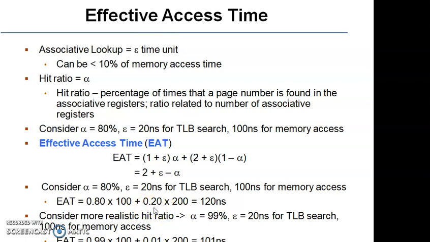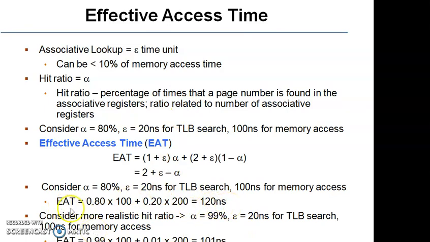0.20, which is called the miss ratio. Here we have the hit ratio, and whenever there is a miss, we call it the miss ratio. The miss ratio is obtained by 100 minus 80, that is 20%, which is equal to 0.20. So 0.20 into 200 here. Whenever there is a TLB miss, first we have to search the TLB, then we have to search the page table in the main memory, then we have to access the main memory also. Therefore, we require 2 times the memory access time, so 0.20 into 200, which gives the total equal to 120 nanoseconds.